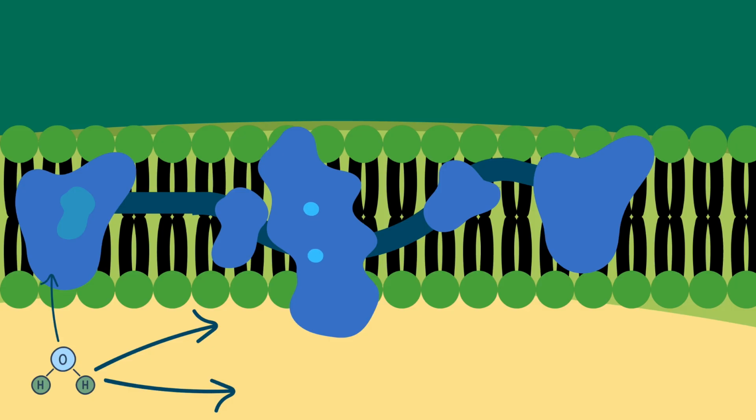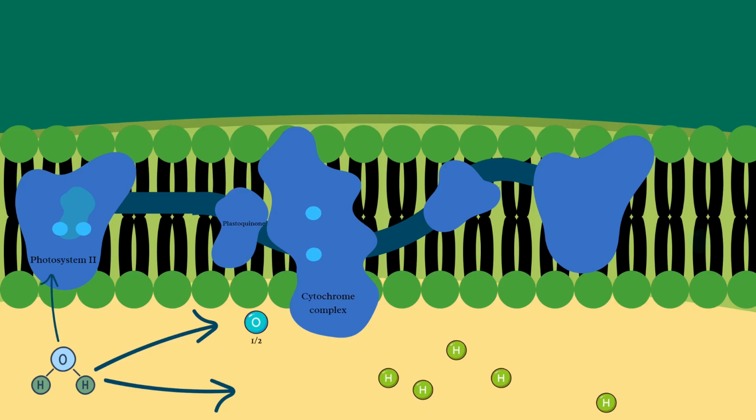The two electrons are then transferred back into the photosystem 2. This process is called photolysis. Once inside the cytochrome complex, the electrons are moved to a transport protein and then to photosystem 1.